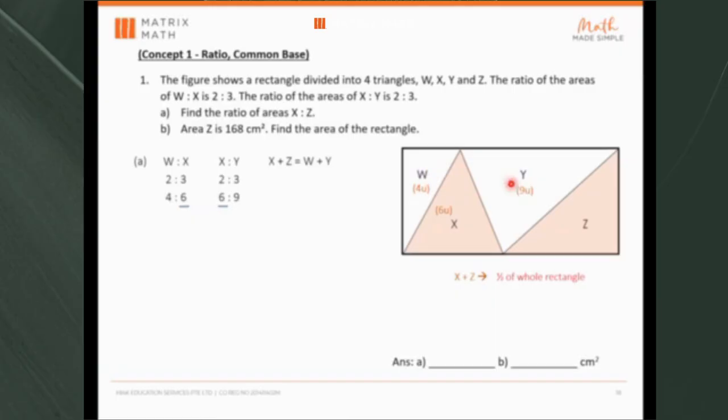So if W and Y is 13 units, what is Z? So we take 13 units minus 6 units. Okay, then we get 7 units. So this here is 7 units. So the ratio X to Z is 6 to 7.